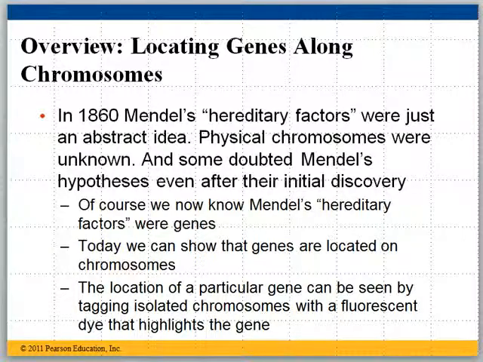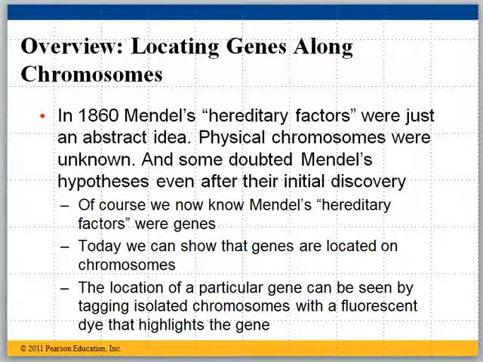So here's just a brief overview, which talks a little bit about locating the genes along the chromosomes. Now, of course, we know that genes are a portion of a big strand of DNA that makes up what we call a chromosome. But back in the 1800s, Mendel had no idea about this. He coined this phrase, hereditary factors, but he didn't have a physical thing he could point to and say, and there they are. Now we can do that. So his hereditary factors were genes, but he didn't have the ability to see these genes.